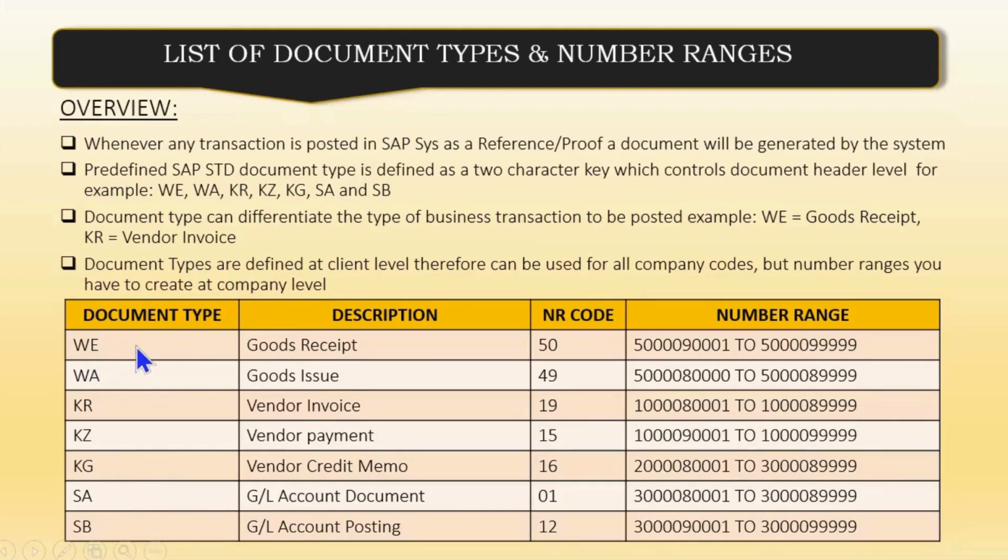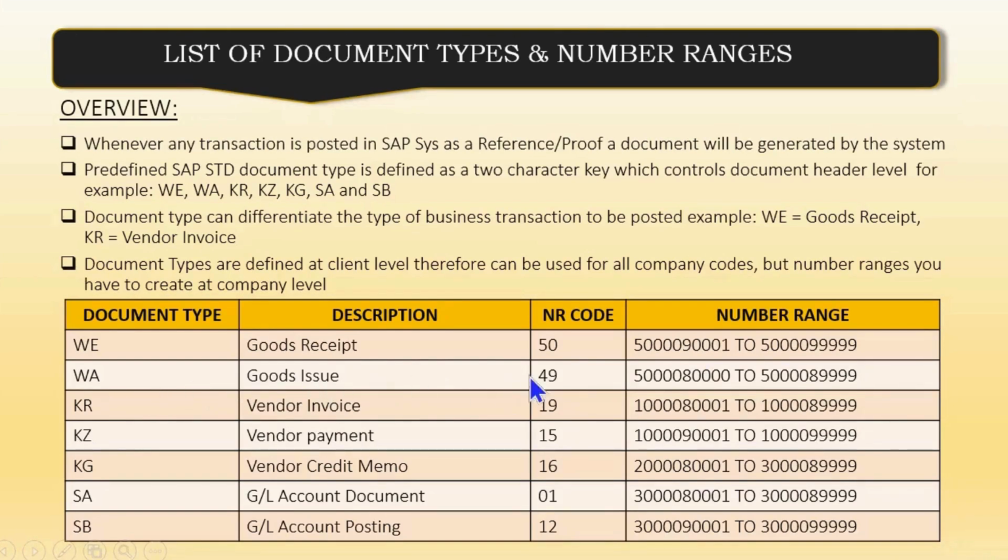WE, that's a document type. Goods receipt is the description. And the SAP standard assigned NR code is 50, and this is the range. This is the standard. We cannot change it. This is SAP standard. The NR code 50, we cannot change it. These are the number ranges. You can have number ranges according to your business requirement.